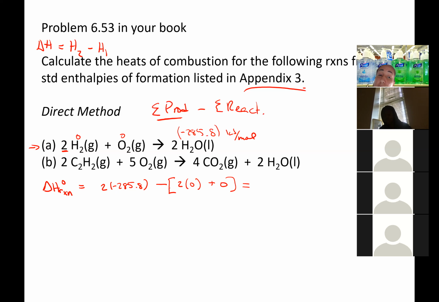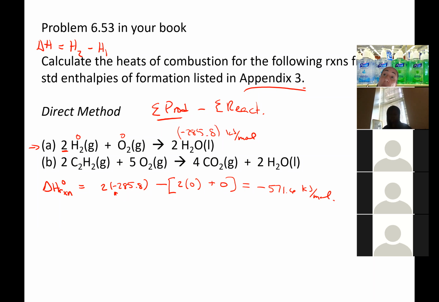Is it exothermic or is it endothermic? It's exothermic because from the point of view of the system, it loses energy, which means that it gives it to the surroundings. Correct, because of this negative right here. That's what makes it exothermic. So what is the actual answer? Negative, what, 400 and something? Or no, more. 570 something. Negative 571.6. Okay, that would be kilojoules per mole, okay?